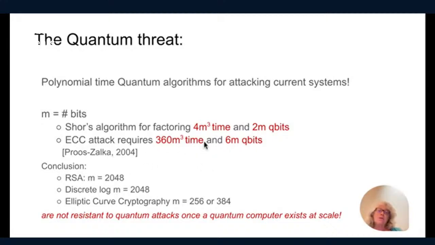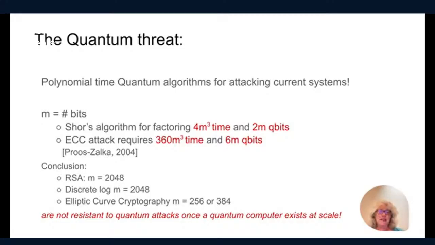a quantum attack on ECC requires 360 m cubed time and 6m qubits. And this is roughly according to the Proos and Zalka estimates from 2004. In 2019, there was a paper with Chris Svore, Martin Roetteler, and Michael Naehrig, with a little bit more precise estimates of the exact number of Toffoli gates and things like that that are required to attack elliptic curve crypto. But it confirms the asymptotic estimates from Proos and Zalka. So you can see that with m equals 256, you're looking at needing roughly 1,500 qubits on a quantum computer.